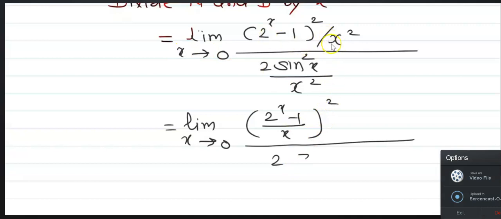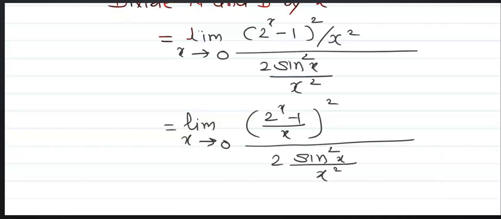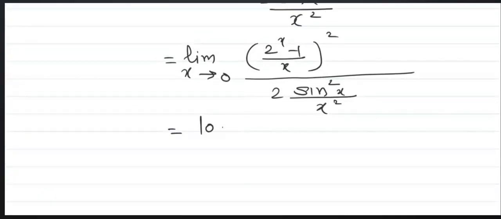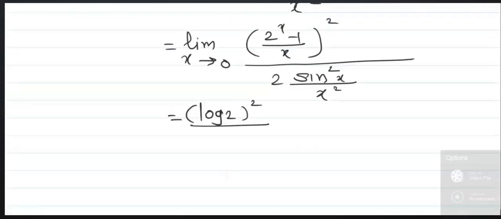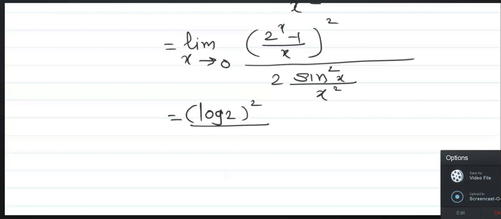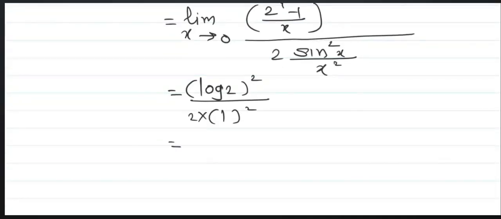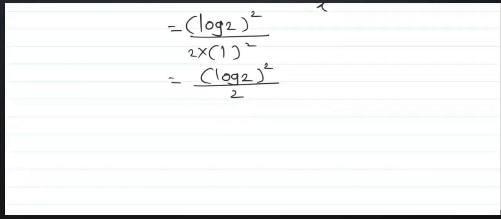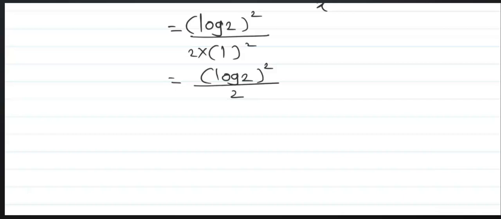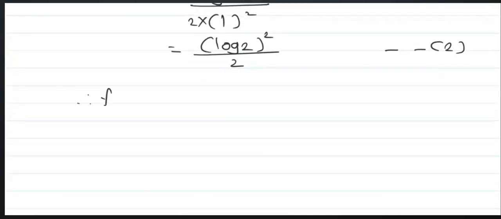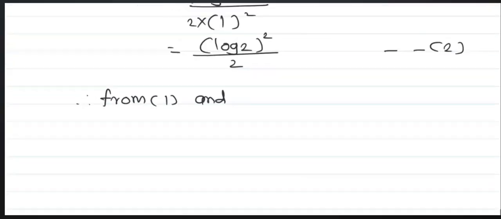2 raised to x minus 1 bracket square upon x square is nothing but 2 raised to x minus 1 upon x whole square upon sine square x upon x square. Now the value of the numerator is a log of 2 bracket square upon 2 into 1 square, that is a 2, log of 2 bracket square upon 2. This is number 2.